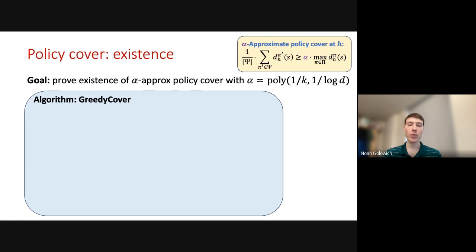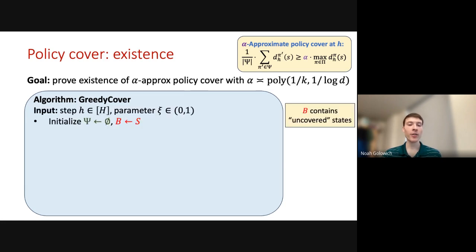We're going to do so using a greedy approach. It takes as input a step h, at which we want to construct the policy cover, as well as some parameter c. What this greedy approach does is it initializes psi, the policy cover, to be the empty set, and then it initializes B to denote the set of all states. And we'll maintain the invariant that B will always contain uncovered states. So we'll repeat the following procedure. We're going to define a residual vector mu_res, which is a sum of feature vectors mu(s) over all uncovered states in the set B.